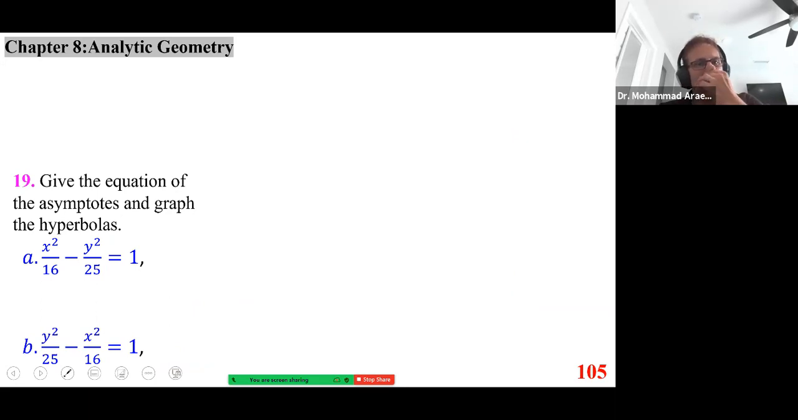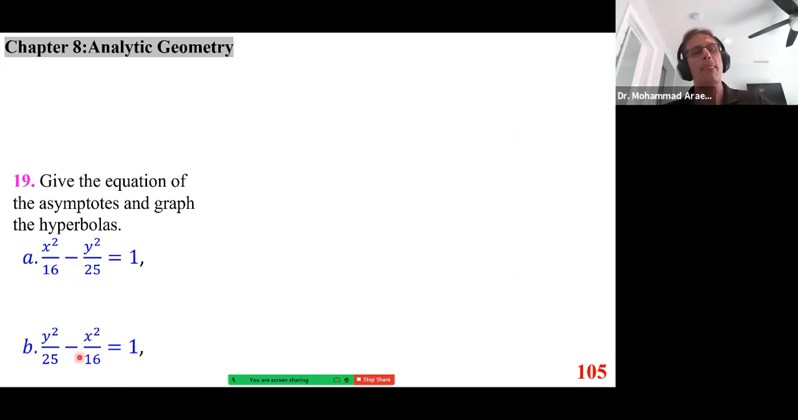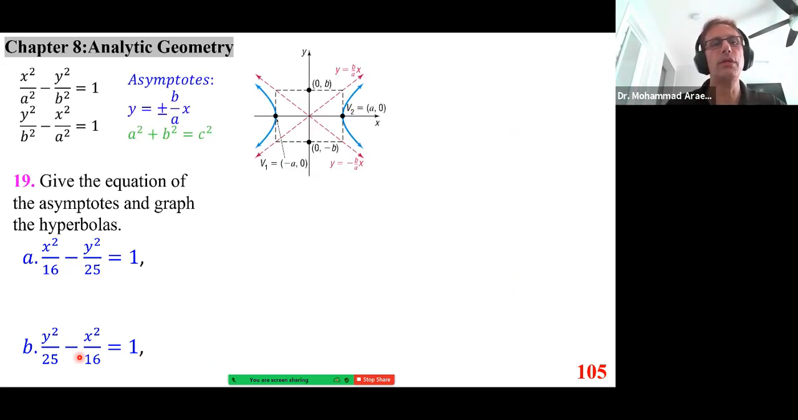Give the equation of the asymptotes and graph the hyperbolas. X squared over 16 minus y squared over 25 equals 1. Y squared over 25 minus x squared over 16 equals 1. First and foremost, the main difference as far as the equation is concerned, you have a positive for ellipse and negative for hyperbola.